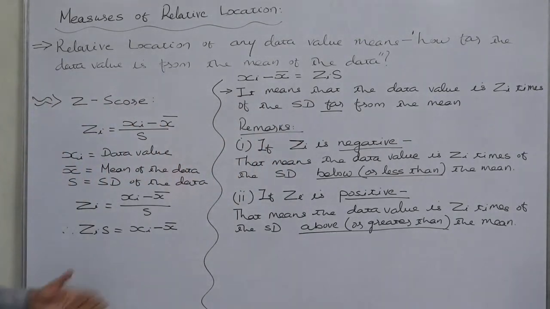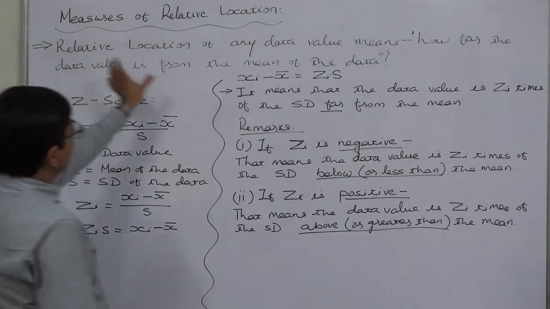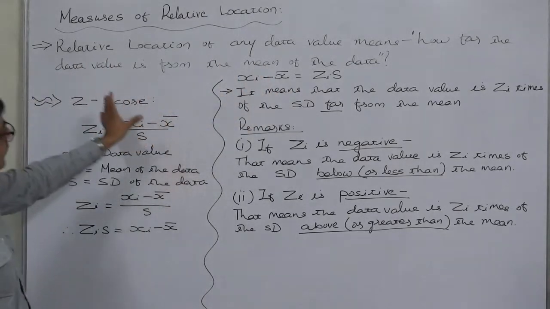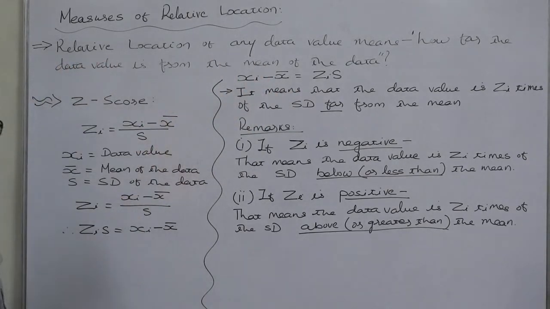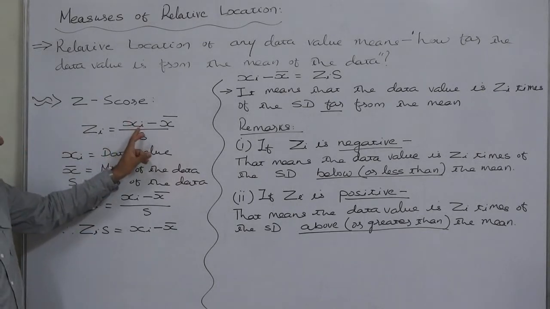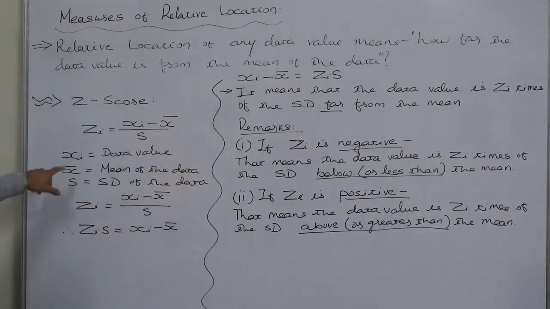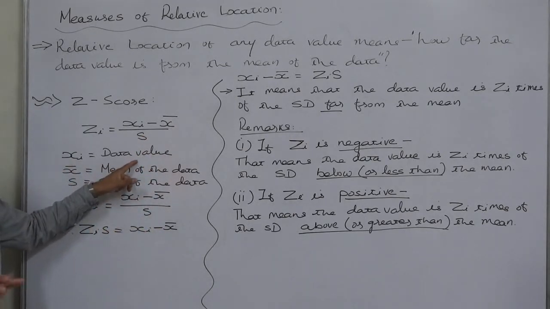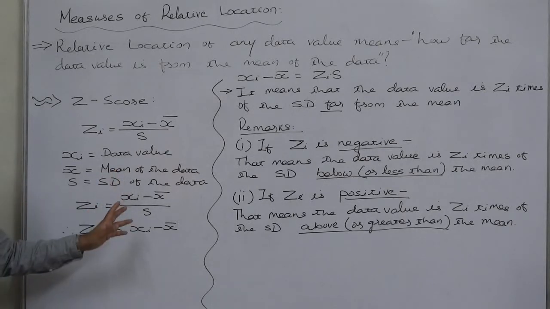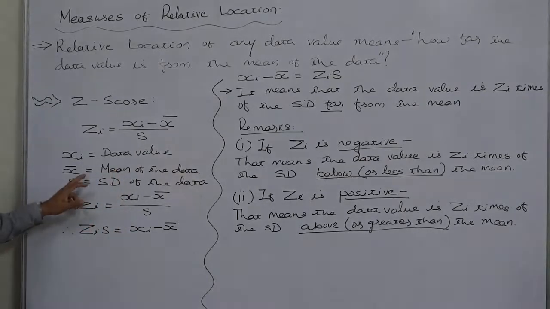To study the locational difference between the data value and the mean, there is a measure that is known as z-score. The formula for calculating z-score, or simply z, is x minus x bar divided by s. In this formula, x is any particular data value, it can be first or last or any other. X bar is the mean of the data. S stands for the standard deviation of the data.